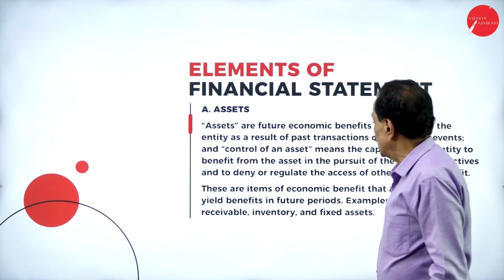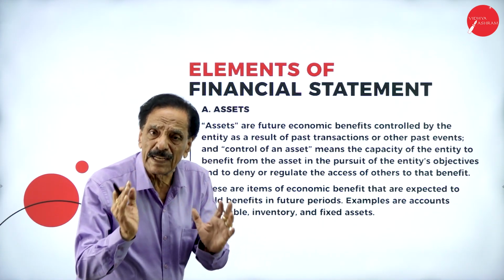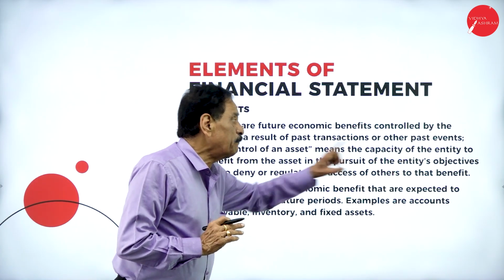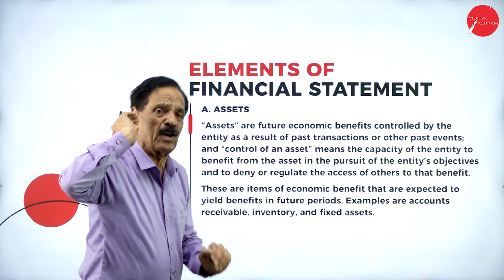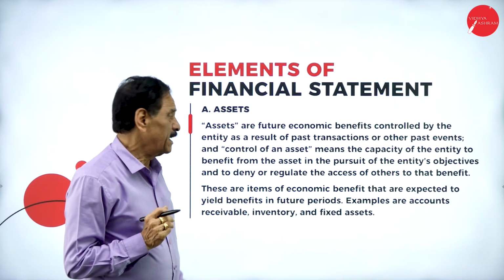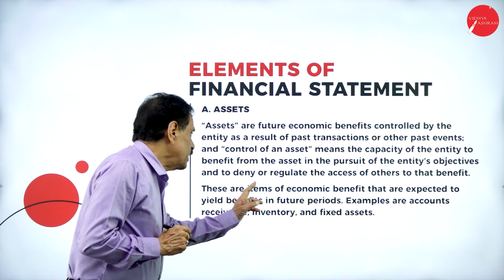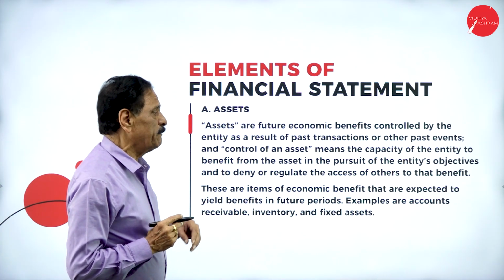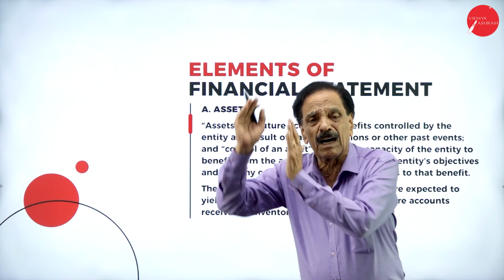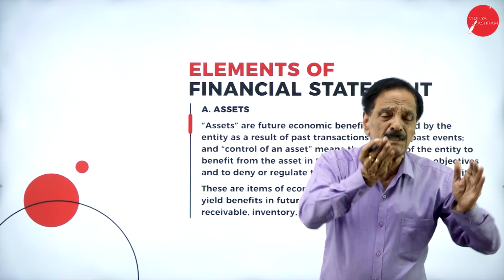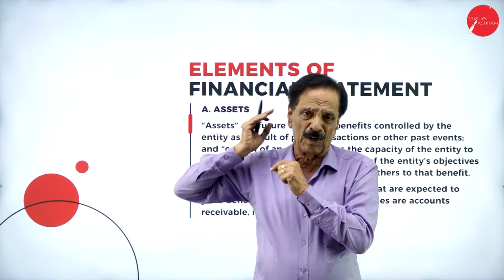Control of an asset means the capacity of the entity to benefit from the asset. What benefit are we going to derive from the asset, in pursuit of the entity's objectives, and to deny or regulate the access of others to that benefit? What benefit are we going to receive when you put money into the asset? It may be long term, it may be short term.